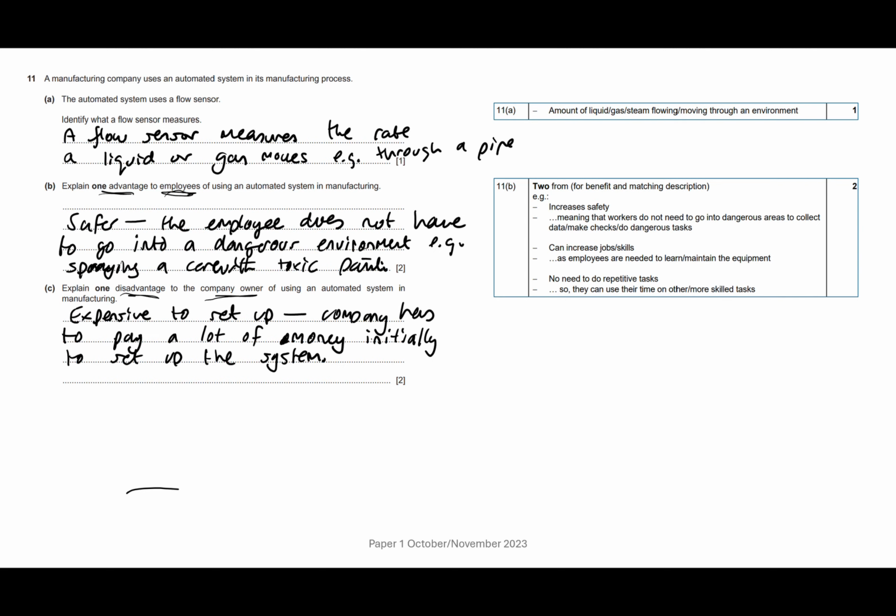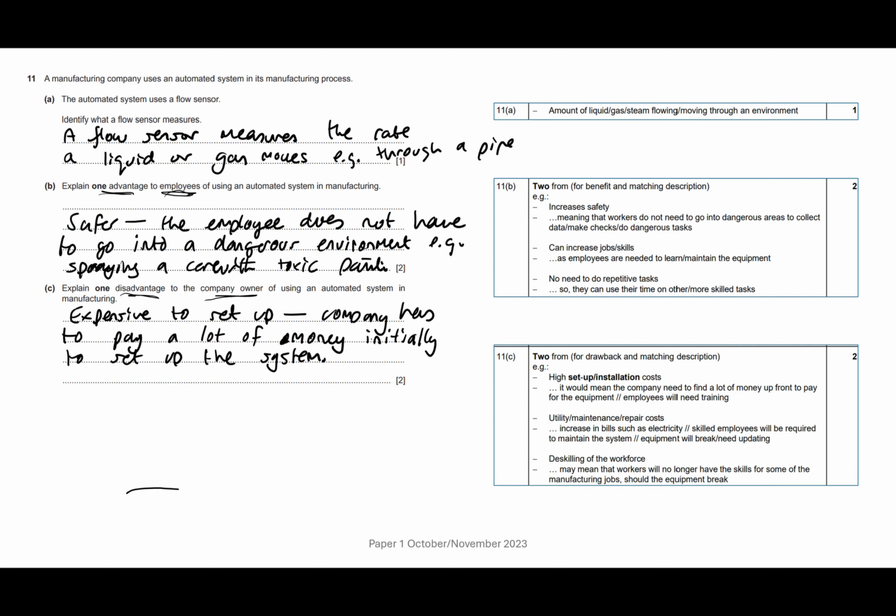We've said safer, we stated that, so we'll get the mark for that. And we've said the employee doesn't have to go into dangerous environments, for example spraying a car with toxic paint. So yeah, happy with that. We've also got advantage can increase their jobs or skills, because they might have to learn to maintain the equipment, and they don't have to do repetitive tasks, so they can use their time on other skill tasks. Okay, fair enough.